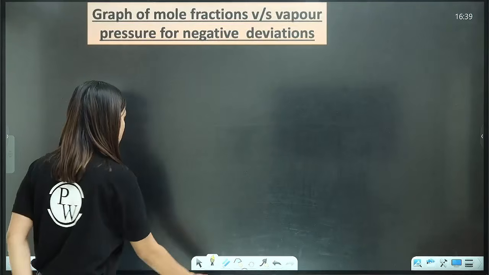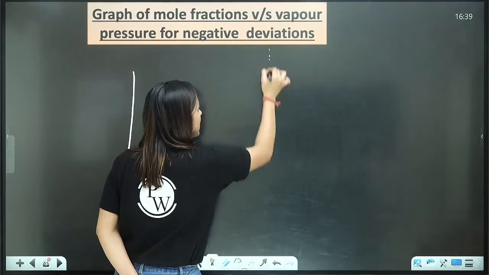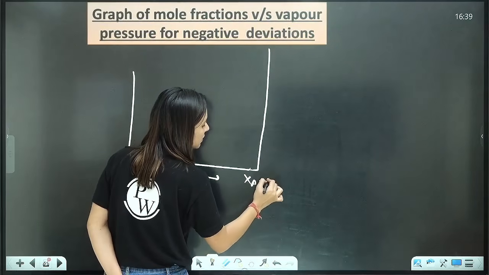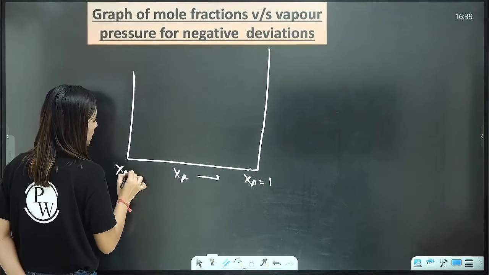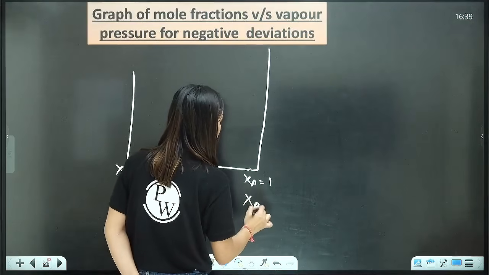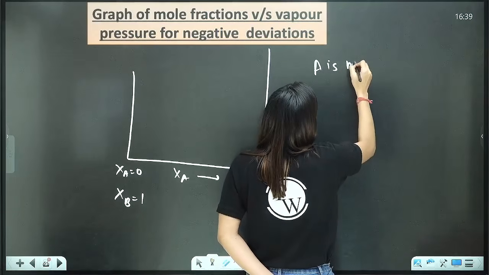Okay? Perfect. Now we are going to draw the graph, my dear students. Again, the same process. We will have XA. XA is 1. XA is 0. XB is 1. XB is 0. Again, I am considering A is more volatile.